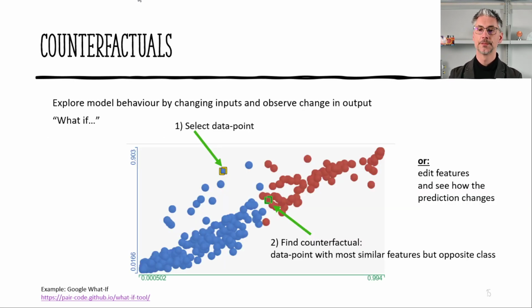A different approach yet is to use counterfactuals. Here we explore the model behavior by changing the inputs and observing the change of output. It's really answering the question, what happens if I do the following thing? We can, for example, select a data point and then find its counterfactual. That means we find the data point that has the most similar feature values, but has the opposite outcome in case of a binary classification. And that also gives us an understanding of how sensitive a model is to the values of specific features, and, for example, where decision boundaries lie and how they are affected.